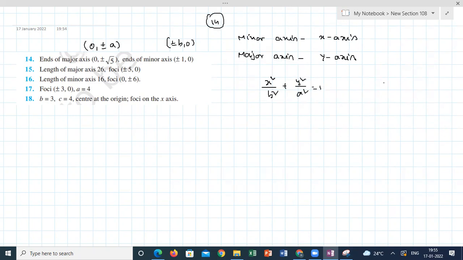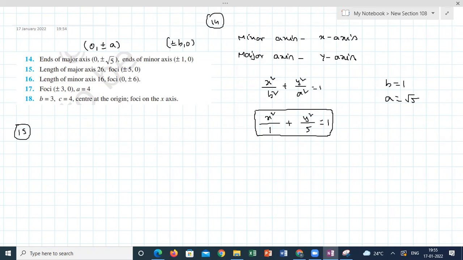So your b is equal to 1, a is equal to root 5. So the answer is x square by 1 plus y square by 5 is equal to 1. Is it clear? 15th question, please try on your own.